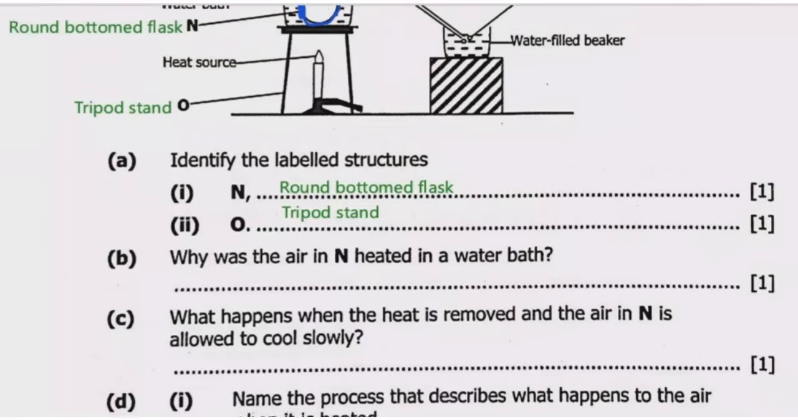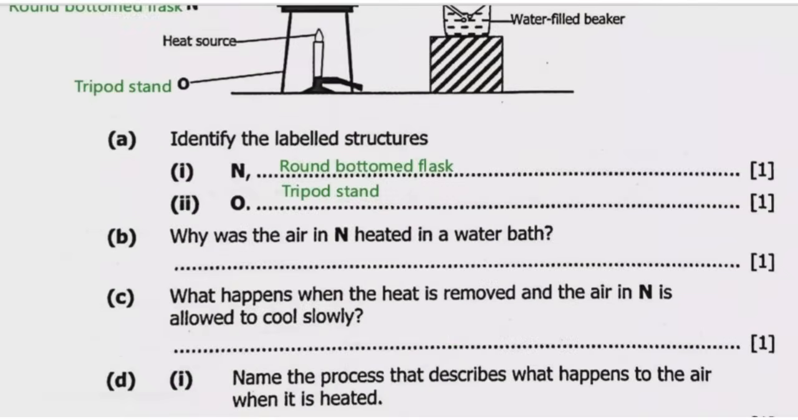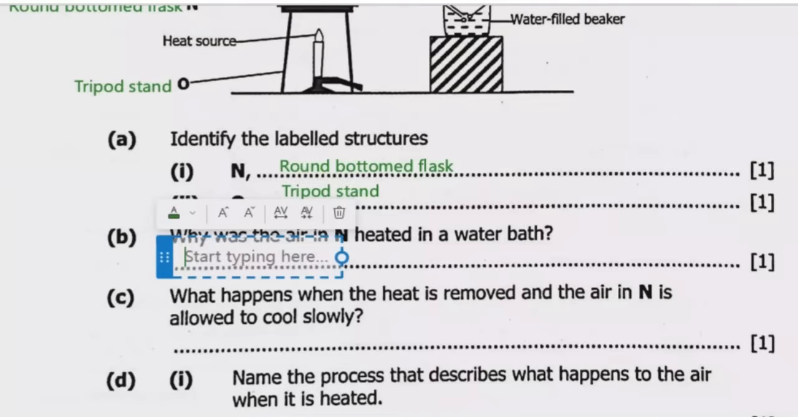Okay, why was it put in a hot water bath? Why was the round bottomed flask not put direct to the source of heat? Why was a water bath used? Okay, so one of the reasons why a water bath was used is to prevent the round bottomed flask from breaking. I'm sure we all have seen a round bottomed flask. We know that they are made of glass.